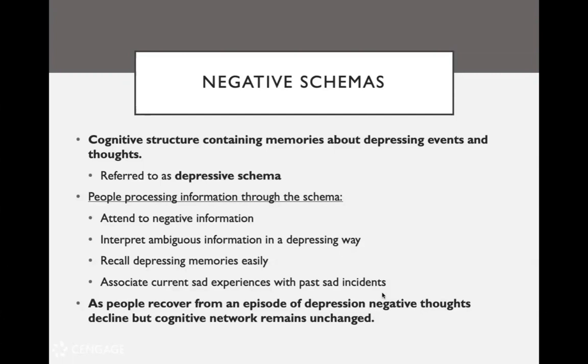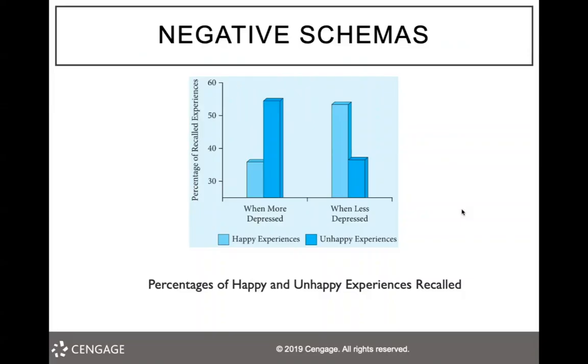As people recover from an episode of depression, negative thoughts decline, but the cognitive network remains unchanged. Okay? So it's very important to notice that if you have this depressive schema, you might be able to take care of the symptoms, but this cognitive network usually remains the same. Like if you're a pessimistic person, you will probably stay the same, but you can actively change the symptoms which are the result of that problem, if not the problem itself.